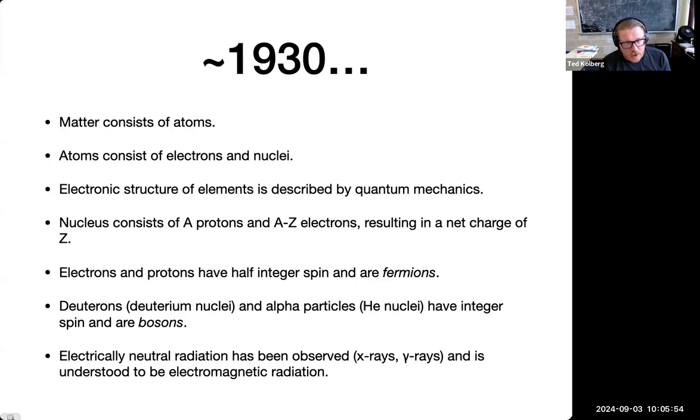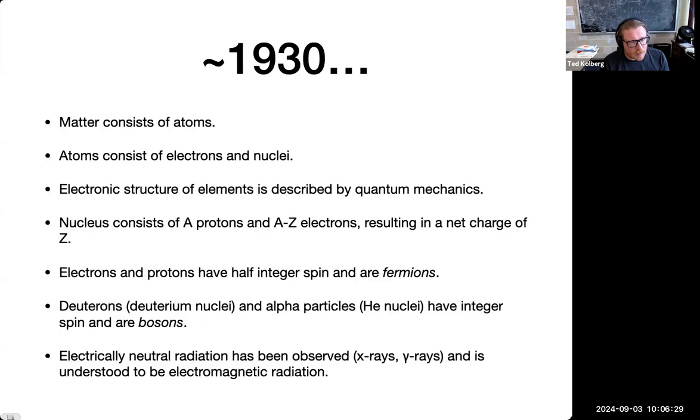The electronic structure of the elements, so basically chemistry, is described by quantum mechanics, and there's a lot of progress in these decades on refining the predictions of quantum mechanics and making them ever more precise. We believe that the nucleus consists of A protons and A minus Z electrons, which results in a net charge of Z on the nucleus. Electrons and protons have half integer spin. At least this terminology, spin, is coming into use around this time. They would go on to be called fermions.